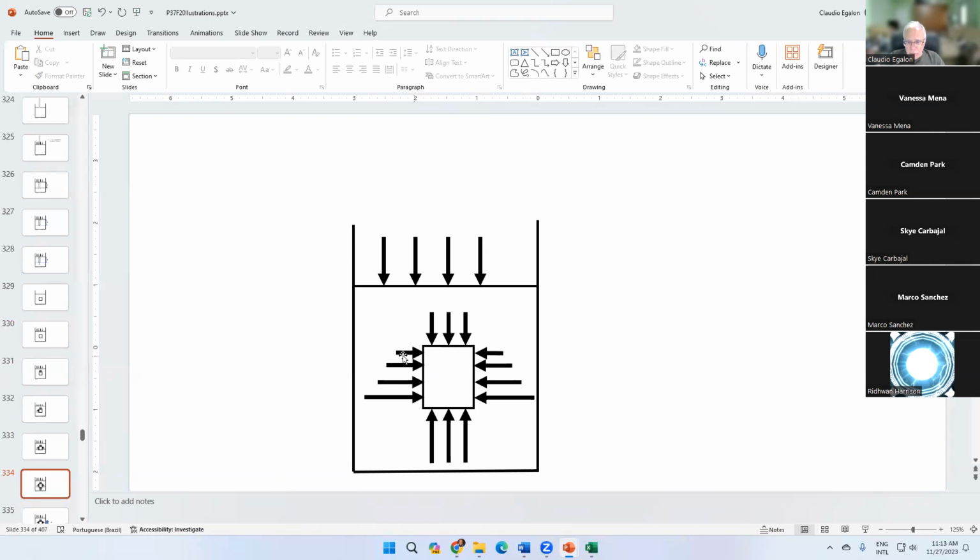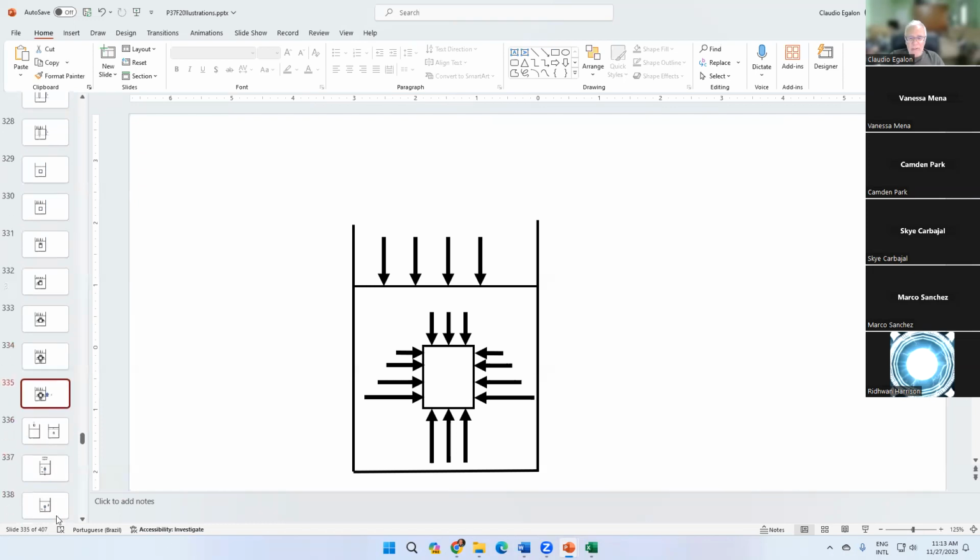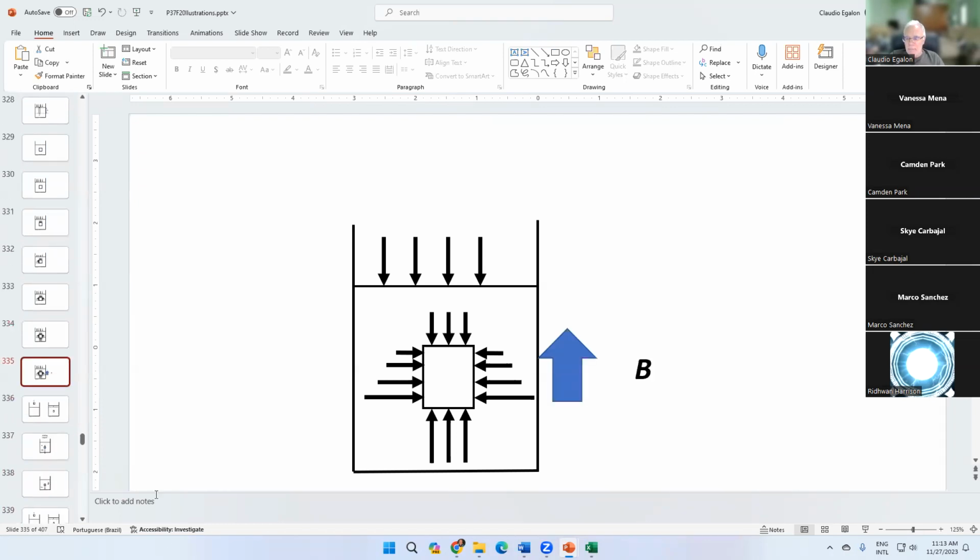This force here due to the pressure cancels out with this force. This other force here cancels out with this force. In the horizontal direction, the net force is going to be 0, right? But in the vertical direction, the net force is not going to be 0. The net force is going to be upwards. And this object that's underwater will feel lighter because of this net force.